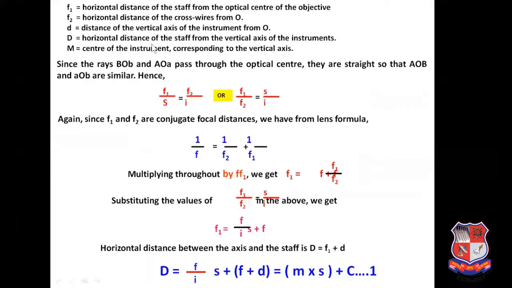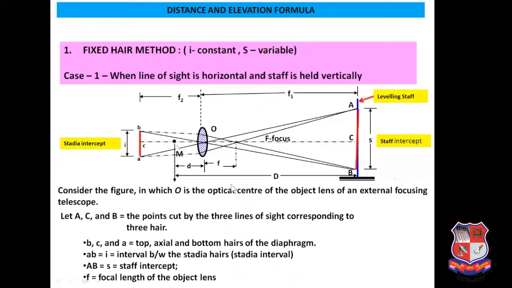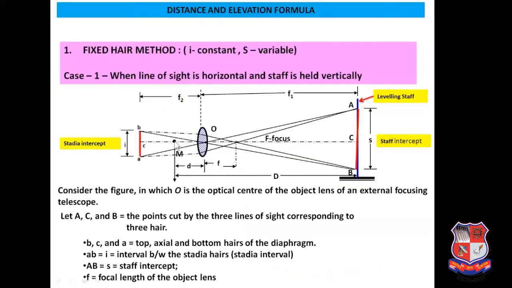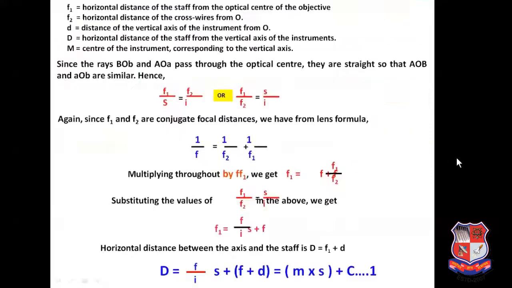Capital D is the horizontal distance of the staff from the vertical axis of the instrument. This is my capital D, the horizontal distance between the vertical axis which is passing through M and the staff. That is my capital D horizontal distance. M means the center of the instrument through which the vertical axis of the instrument is passing.